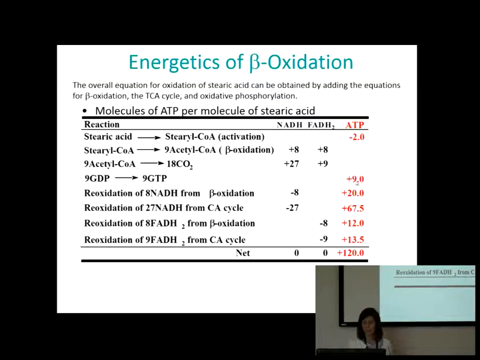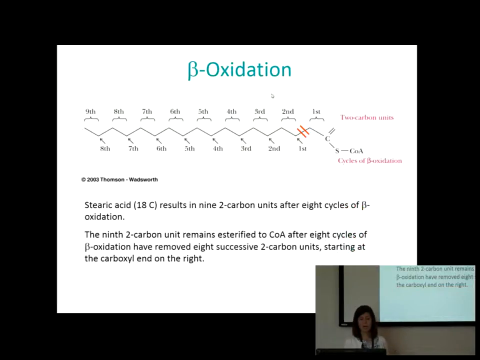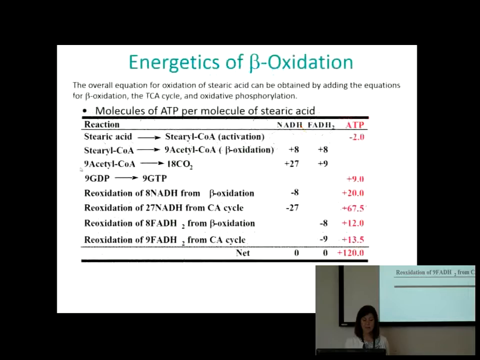So we're going to count that as an ATP. Now, yes? Quick question. But why would you not multiply it by 8 if you're going through the 8 cycles? Remember, if you're 18 carbons long, you're going to get 9 acetyl-CoAs. So this is the 9 acetyl-CoAs that are going to enter the citric acid cycle. That's why we're multiplying it by 9, because we're going through the citric acid cycle with each acetyl-CoA.